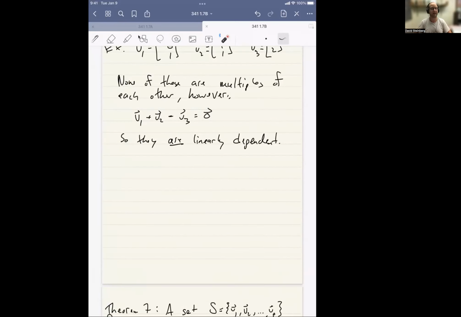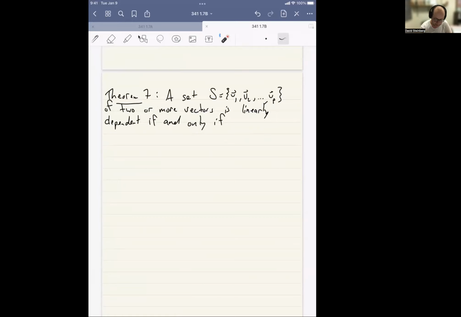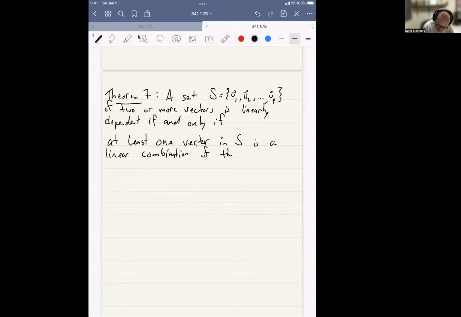Okay. We do have a theorem for two or more. It's not quite as nice as our theorem for just two, but that's the way it goes. So if we have a set of vectors S, that's v1, v2 up to vp, two or more vectors, it is linearly independent if and only if at least one vector in S is a linear combination of the others.